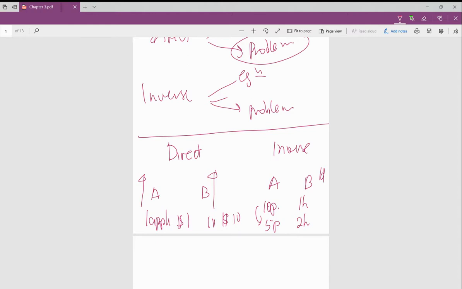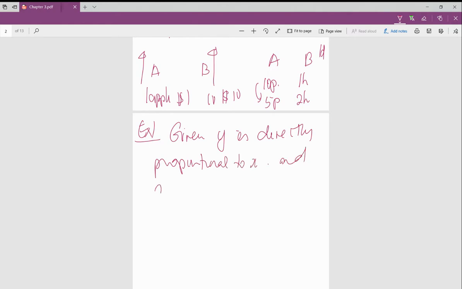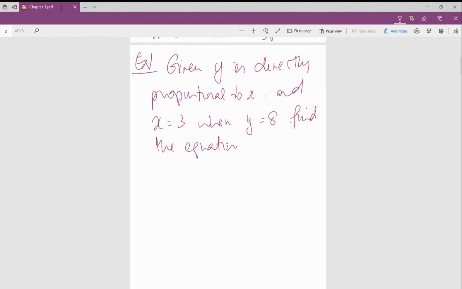So in the case of direct proportion, I am not going to spend so much time on the problem sum. I think it's quite simple. I will spend a little bit more time on the equation part. So example one: given y is directly proportional to x and x equals 3 when y equals 8. Find the equation. So this is a standard question.